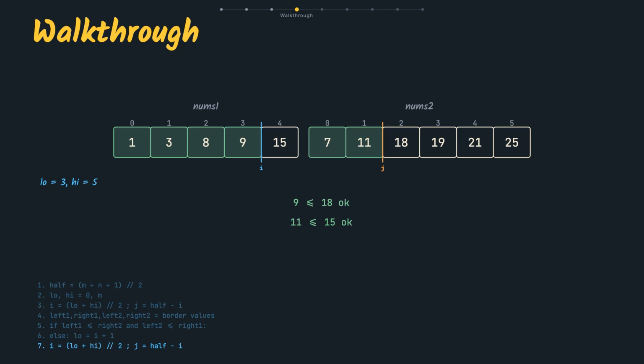The left half holds the 6 smallest numbers, the right half the 5 largest. The total, 11, is odd. The median is the largest number on the left, the bigger of 9 and 11, which is 11.